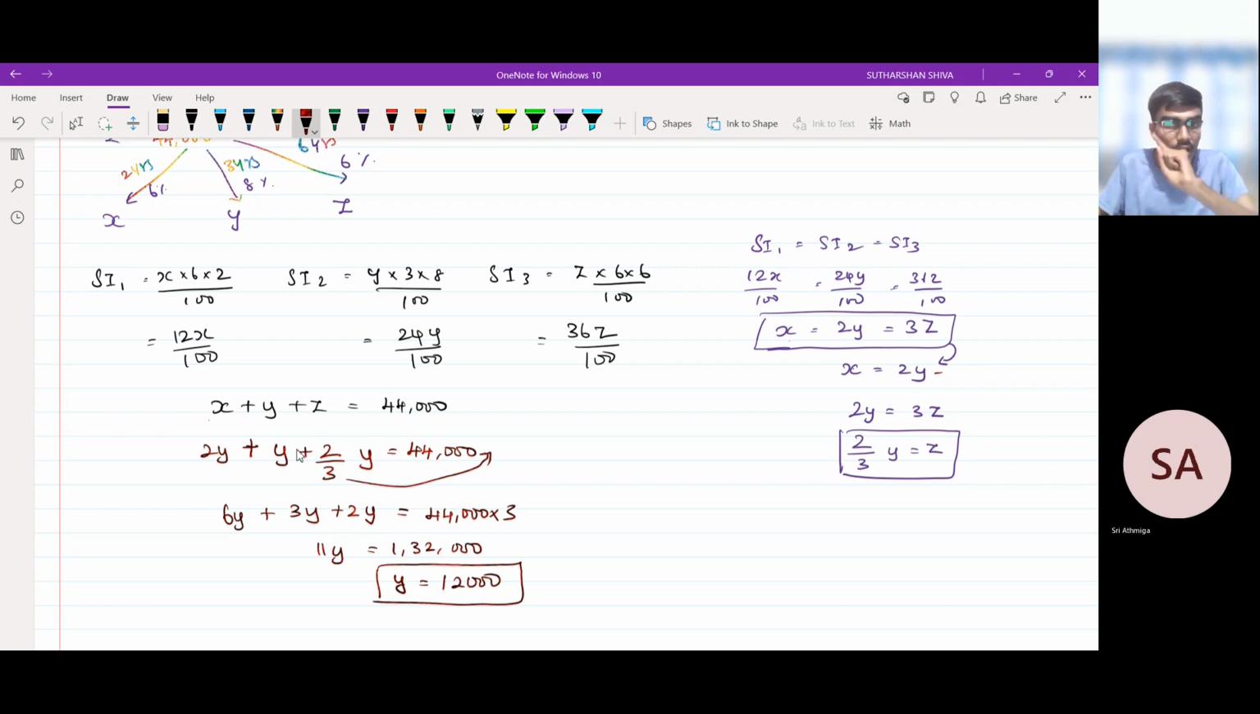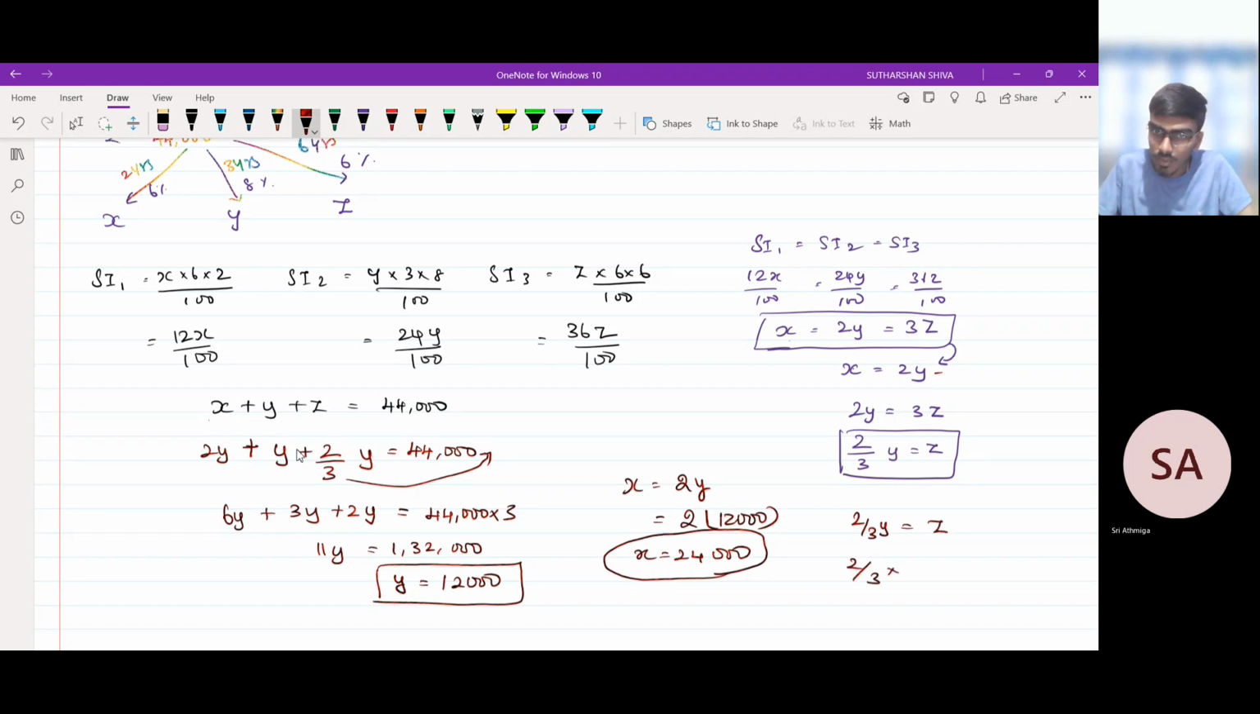My y value I found out. I need to find only the x value. X is equal to 2 into y, and y is 12,000, therefore x is equal to 24,000. Therefore, 2 by 3 y is equal to z, so 2 by 3 into 12,000 equals z. If I cancel this, 3 fours are 12, 2 fours are 8, so 8,000 is equal to z. So x, y, z variables you can easily find out.